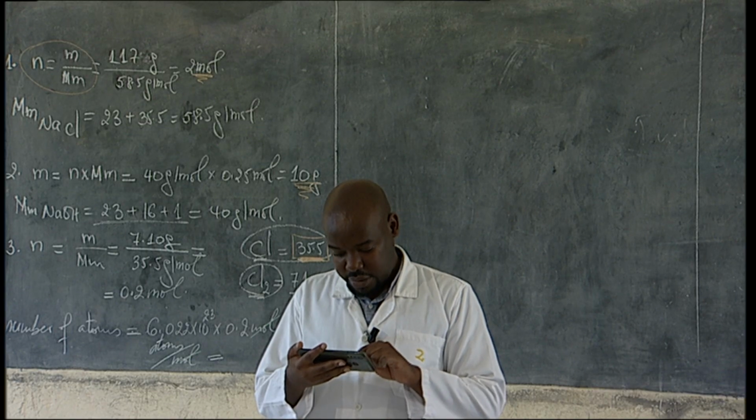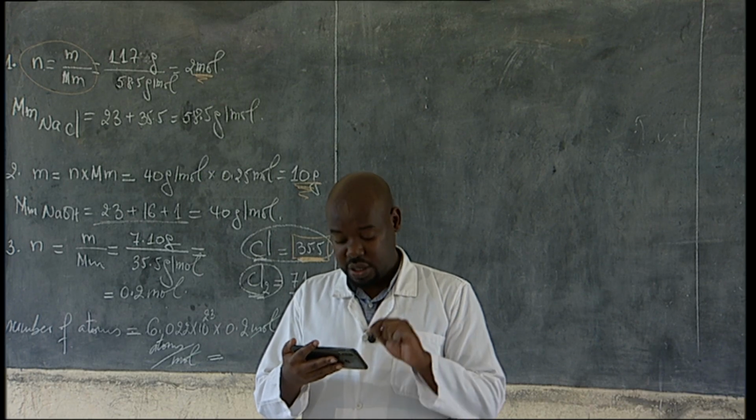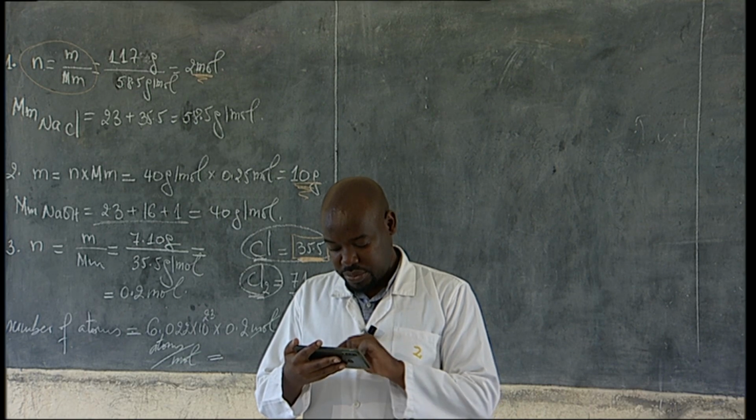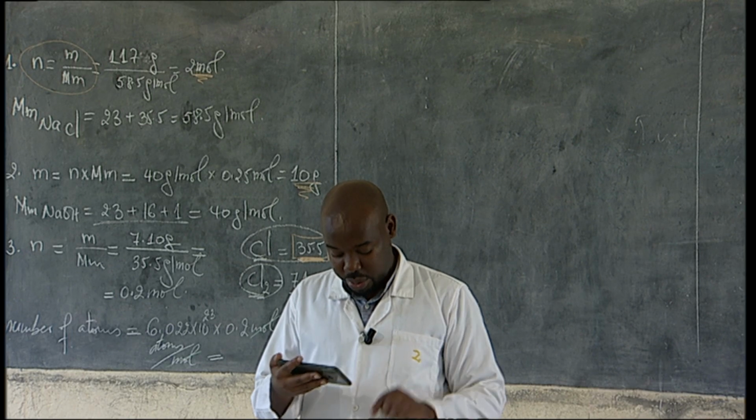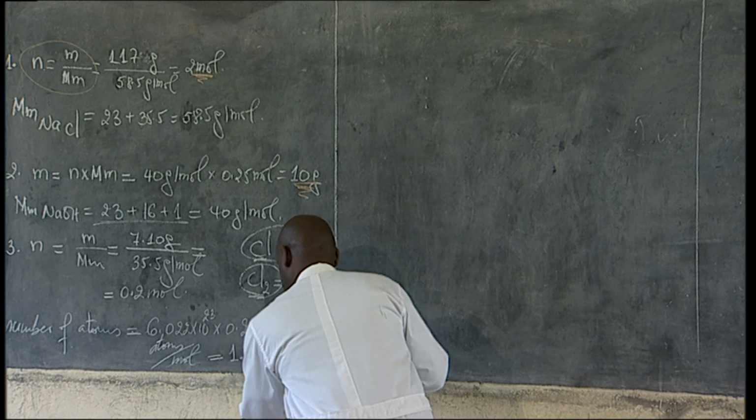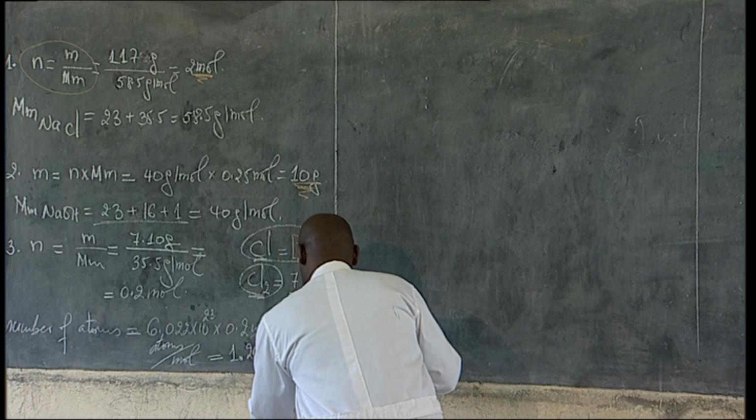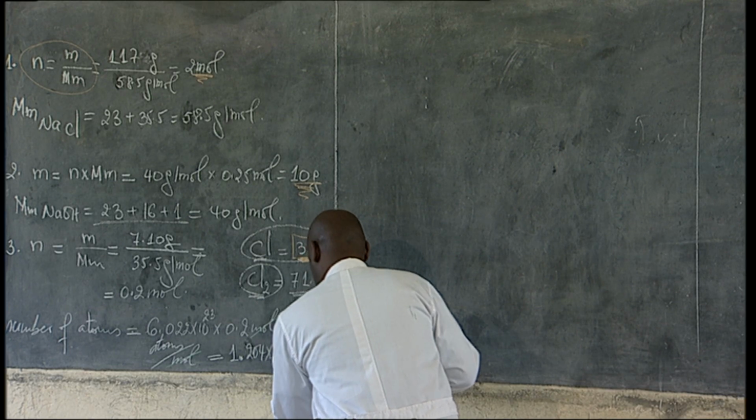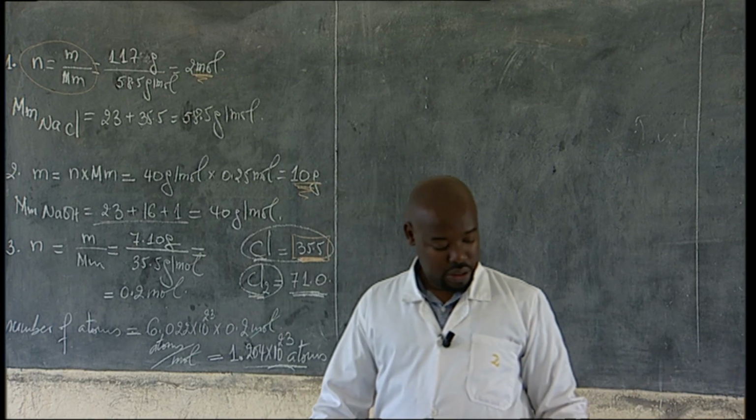6.022 times 0.2 times 10 power 23, and what we get will be 1.204 times 10 power 23 atoms. Okay? So that is how we work it out.